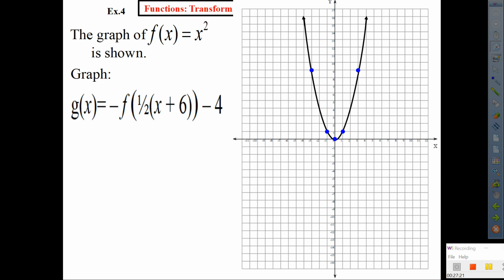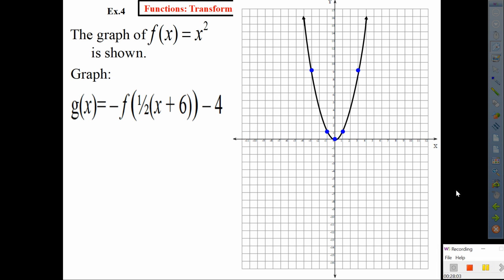All right, copy this one, please, on your graph paper. It says, example 4, the graph of f of x equals x squared is shown. Graph g of x equals negative f of, parentheses, 1/2 of x plus 6, close parentheses, minus 4. Copy that, I'll give you some time, and then we'll talk about it.